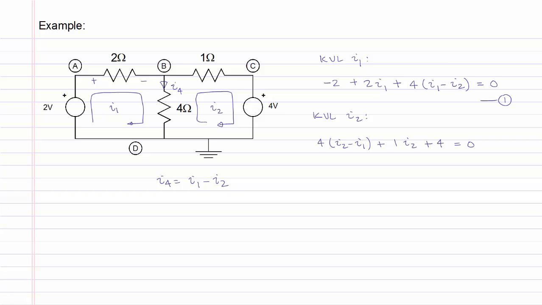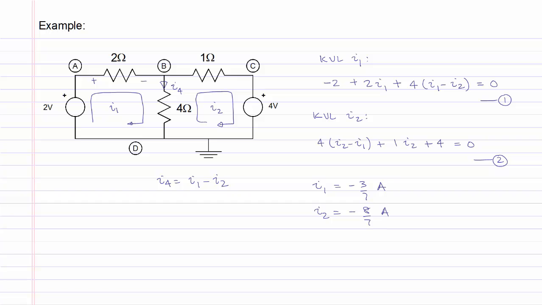We have two equations in two unknowns, and we can solve these for the mesh currents I1 and I2. And the solution will give that I1 is equal to minus 3 over 7 amperes and I2 is equal to minus 8 over 7 amperes. The negative value for both mesh currents tells us that the mesh currents are actually flowing in the opposite direction, that is anti-clockwise.